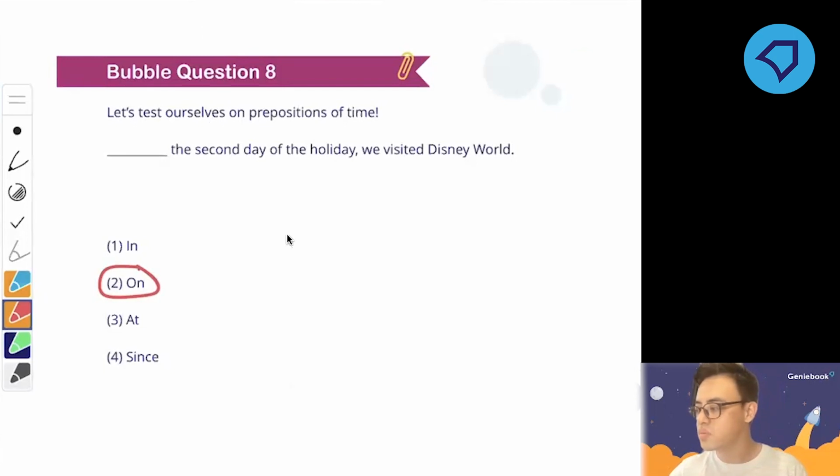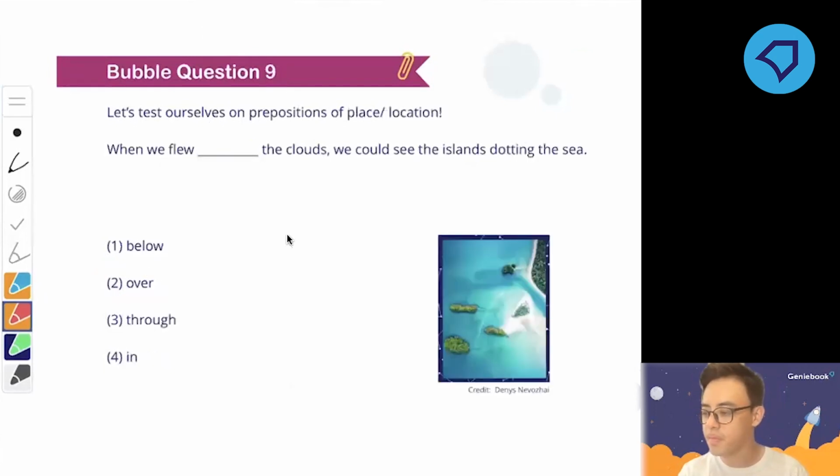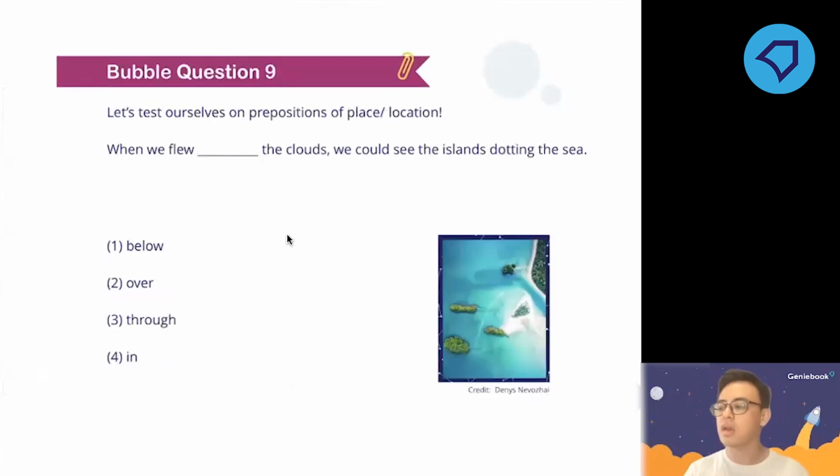Next, in 3, 2, 1. We flew the clouds. We could see the islands dotting the sea. Ooh. Number 9, in 3, 2, 1. You see, this question is so tricky, right? I don't know if you have been on planes before. So this is not just a grammar question. It is also a logic question.